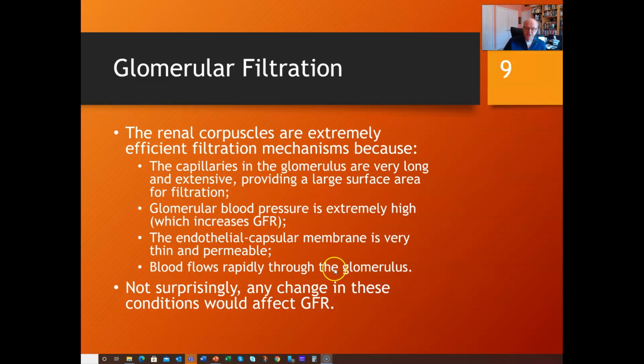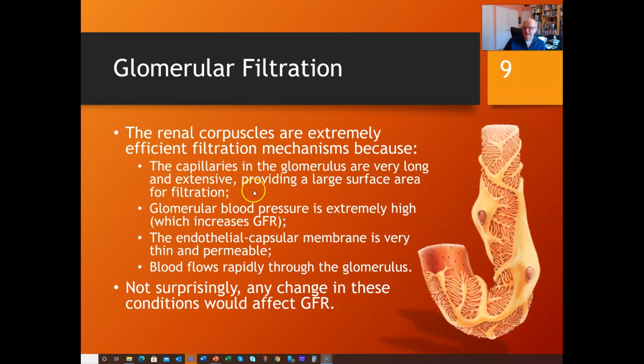And any changes of any of these factors here will affect the glomerular filtration rate, how much filtrate we produce in a given period of time. Obviously, if the blood flowed less rapidly, you get a lower GFR. If the endothelial membrane became thicker or less permeable, we'd reduce the GFR. If the blood pressure was reduced, we'd reduce the GFR. And if somehow the surface area was reduced, we'd reduce the GFR.